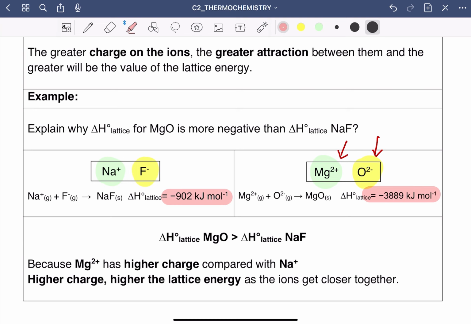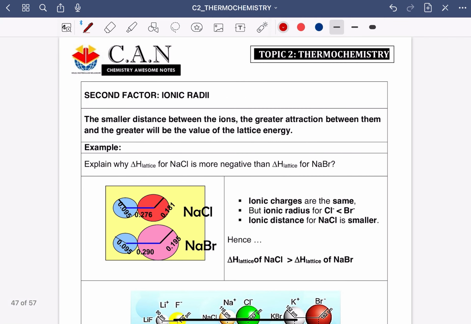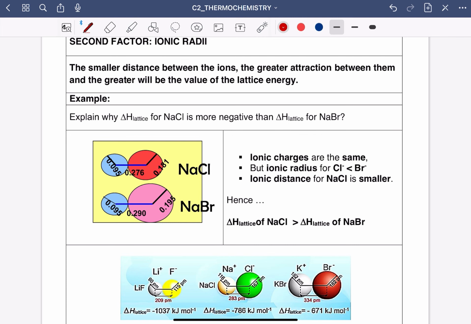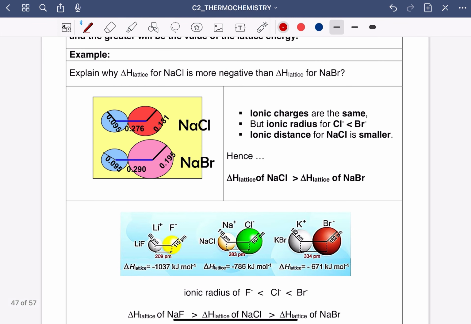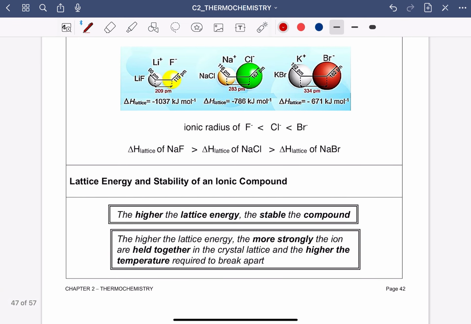Between magnesium oxide and sodium fluoride, you can see that the lattice energy of magnesium oxide is bigger compared to the lattice energy of sodium fluoride. And you can read the explanations here. This is like what I explained to you: the smaller ions get close together, and the attraction forces will be increased. So this is it.